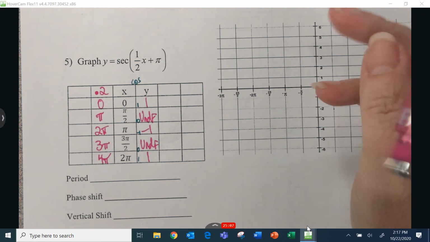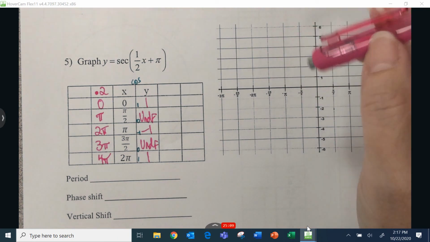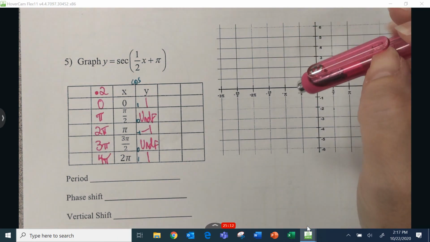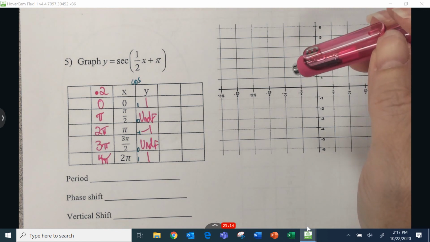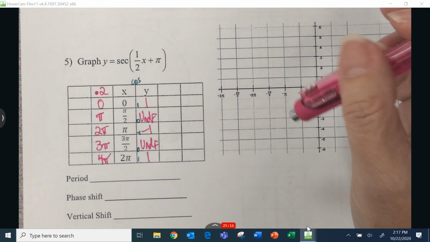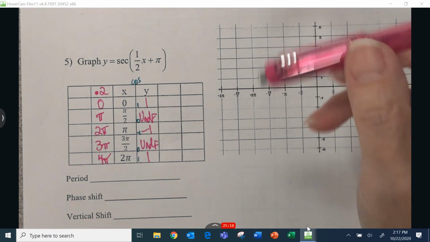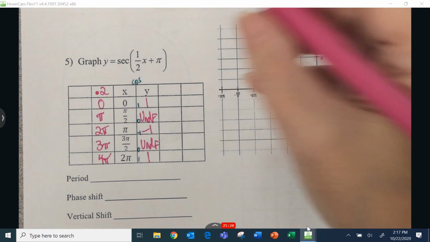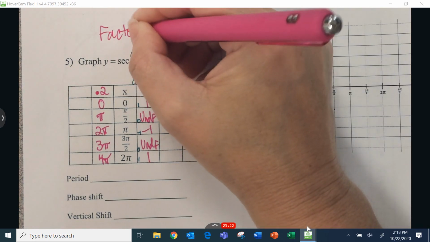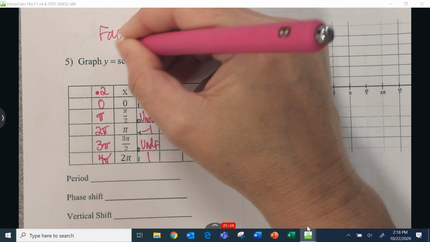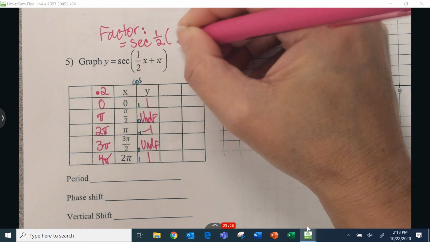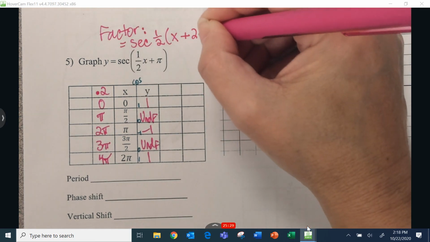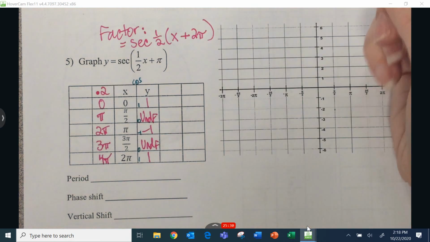What's the next transformation we need to do? Subtract what? Ooh, I hear pi and I hear 2 pi. Why would somebody be saying 2 pi? Because we have to factor. Yeah. So we've got secant of 1/2 x plus 2 pi.